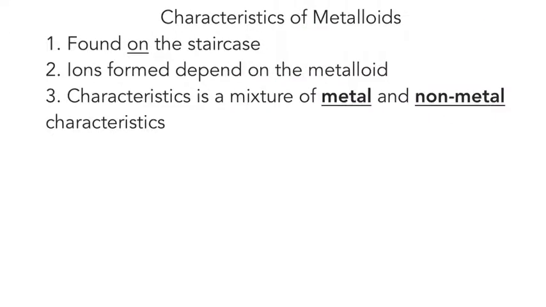So our last group is our metalloids, which are found on the staircase, and because they're found on the staircase, we actually have very few metalloids. The elements that are considered metalloids are boron, silicon, germanium, arsenic, antimony, and beryllium.